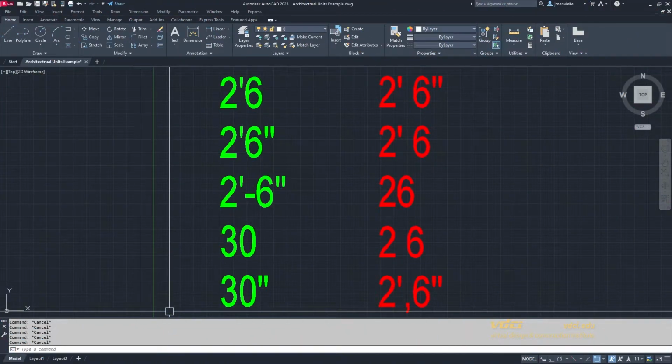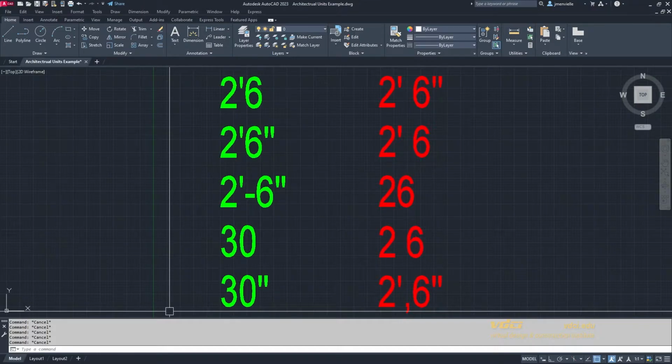I'd like to take a minute to quickly discuss how we input feet and inches into AutoCAD. We are working in an architectural template in this course, and when we use an architectural template, we use feet and inches, where inches are the base architectural unit. On the left side of the screen, you can see five good ways to type in 2 feet 6 inches.